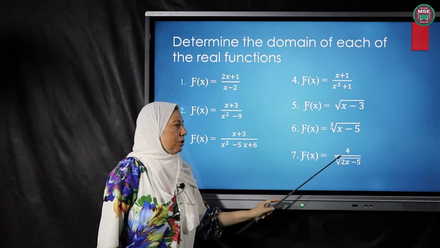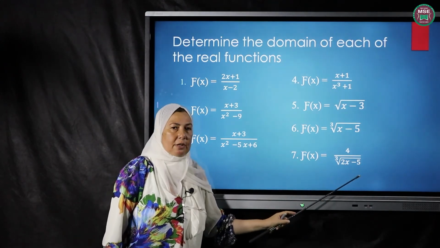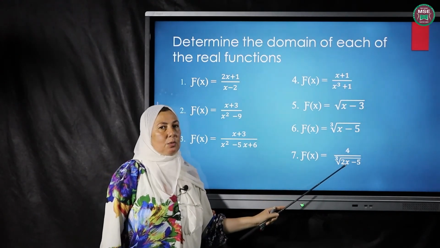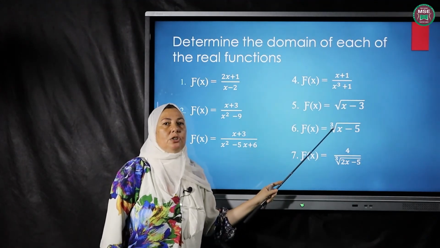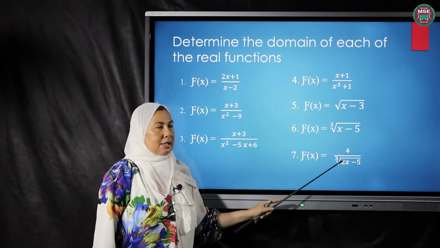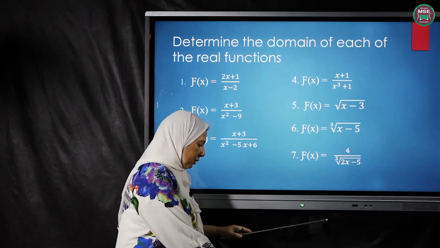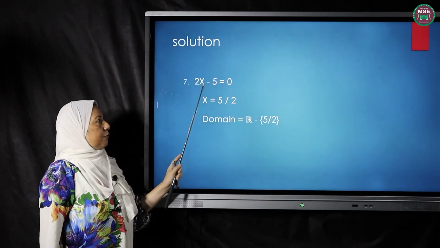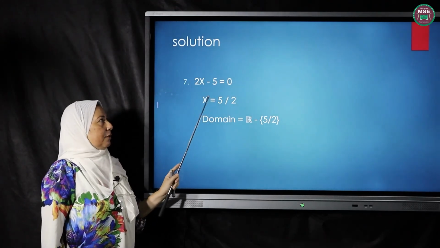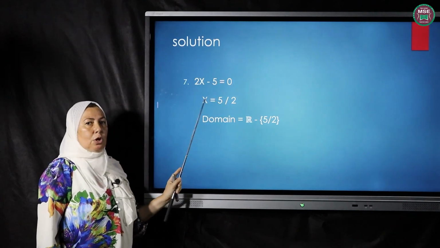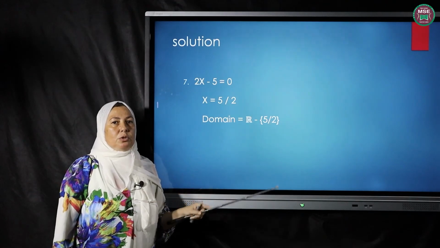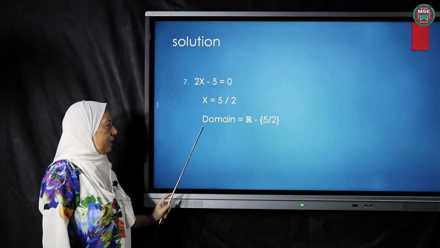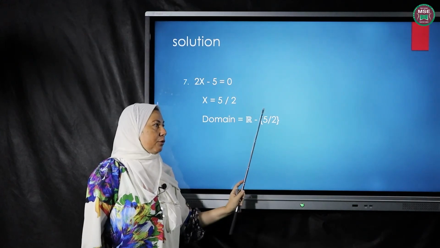Seventh example. f of x equals 4 divided by the cubic root of 2x minus 5. Fraction function. The first domain equals R, the second domain equals R, since the cubic root is like a polynomial function. The intersection between the two domains equals R. Now, except the set of zeros of the denominator. 2x minus 5 equals 0, so 2x equals 5, x equals 5 over 2. Only this element in x makes the denominator equal 0. Therefore, the set of zeros is 5 over 2, or 2.5. The domain equals R except 5 over 2. Thanks.